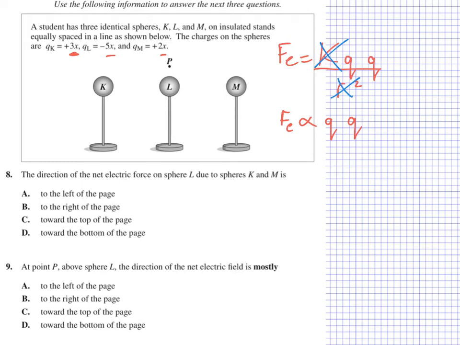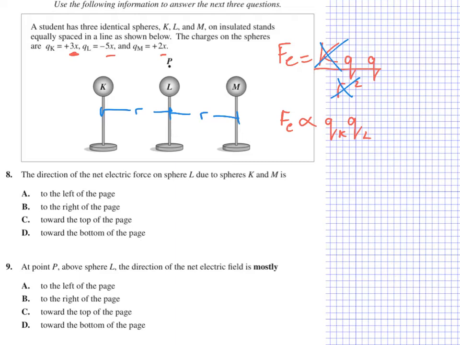We're also going to ignore r because the r is the same between K and L. In other words, this r is the same as this r. So the distances are equal, so we're not interested in that. What's going to have an effect on the force is simply the charges. So let's go ahead and think about this with regards to the charge of K and the charge of L.